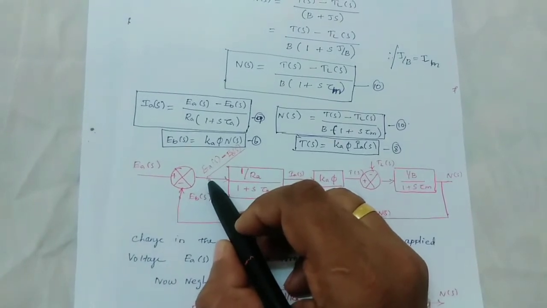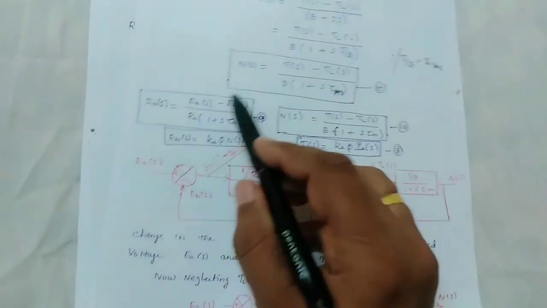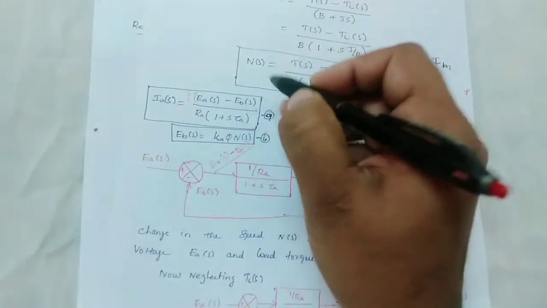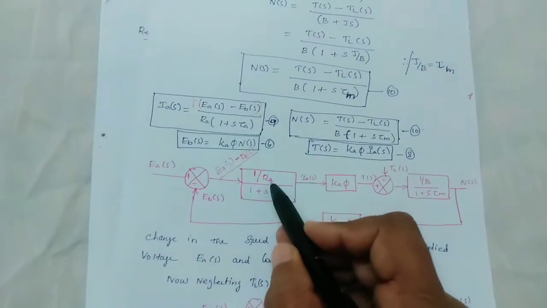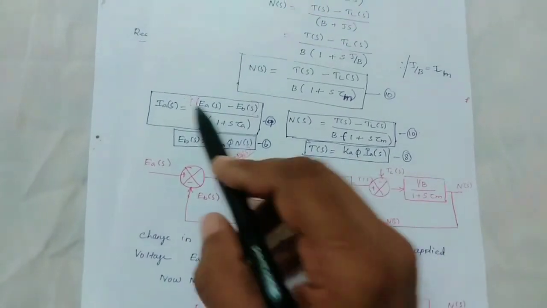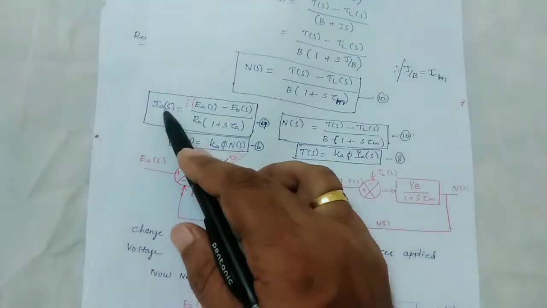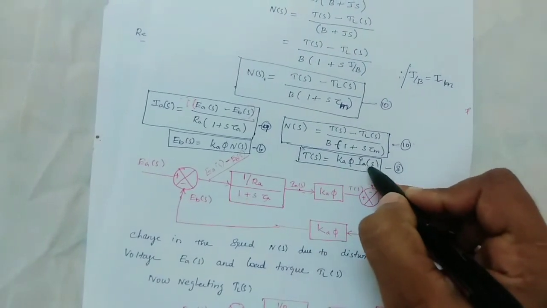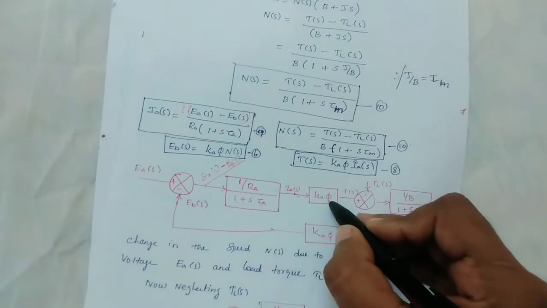While we have EA of s minus EB of s, this term should be multiplied with 1 divided by RA into 1 plus s tau A. Multiplying these two terms, we get IA of s. Once we receive IA of s here, this IA of s is multiplied with Ka pi, and then we produce a torque here. So another term is Ka of pi.